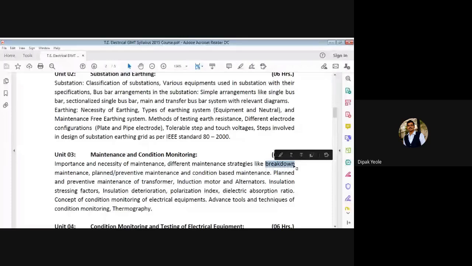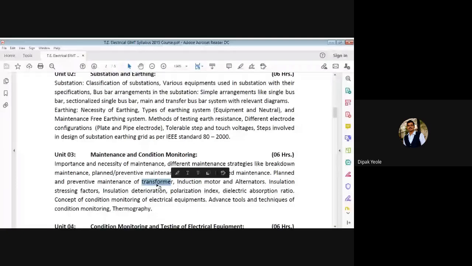The third type is condition based maintenance. Depending on the condition, we have to do the maintenance. After studying these different maintenance strategies, we have to apply these strategies to specific equipment. That is the transformer, the second is the induction motor, and the third is the alternators. I hope you have studied these concepts in your Electrical Machines 1 and Machines 2.